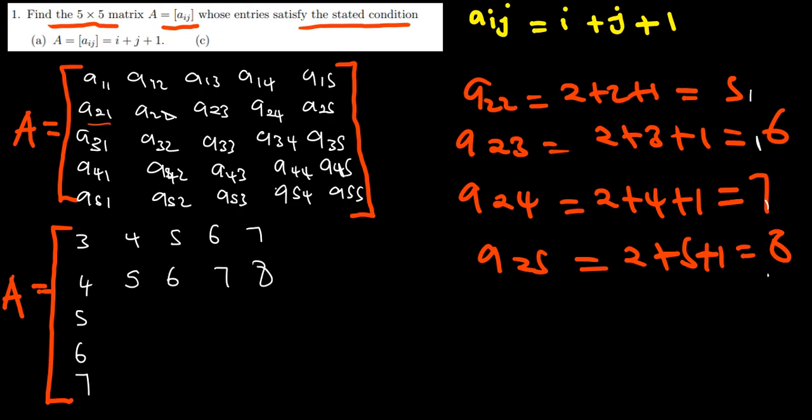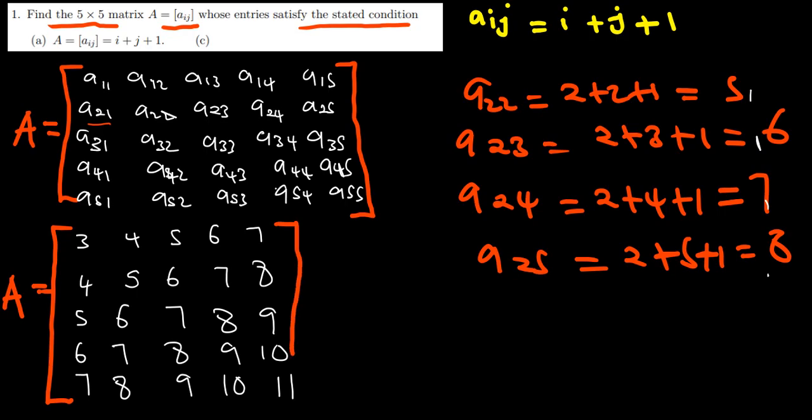So in the next rows, it will increase by the same pattern. This will be 6, 7, 8, 9. This here will be 7, 8, 9, 10. Then this here will be 8, 9, 10, 11. You can verify that in your own time. So your matrix A, the 5 by 5 matrix that we've constructed from the information we were given, is basically what you can see here. So that's it for this video.